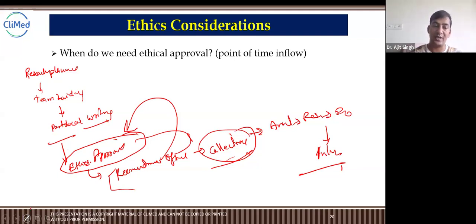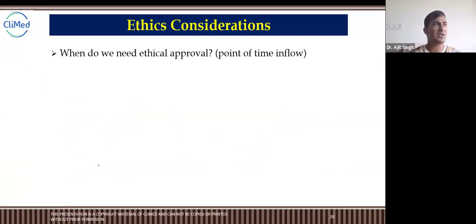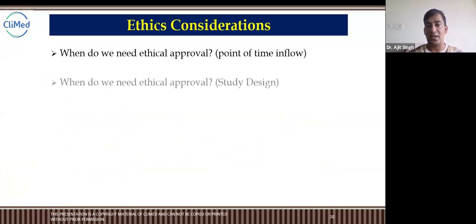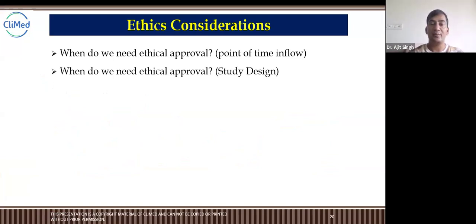Ethical approval is required at that point of time when we are having the full-fledged planning of the clinical trial, when we have the protocol with us, and then we are going for the ethics committee approval to start our clinical trial. Next, when do we need ethics committee approval? In which study design do we need ethics committee approval and in which study design we don't need ethics committee approval?